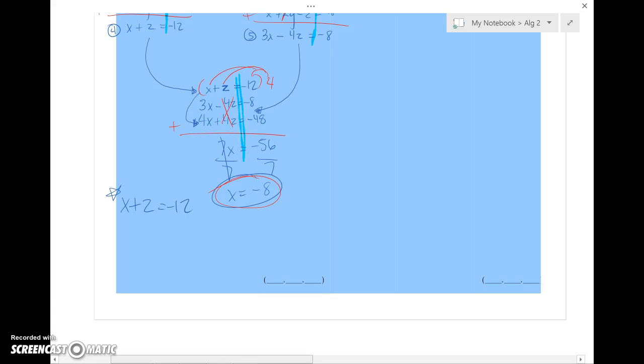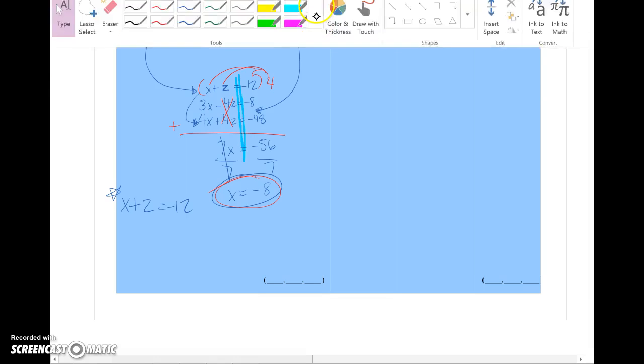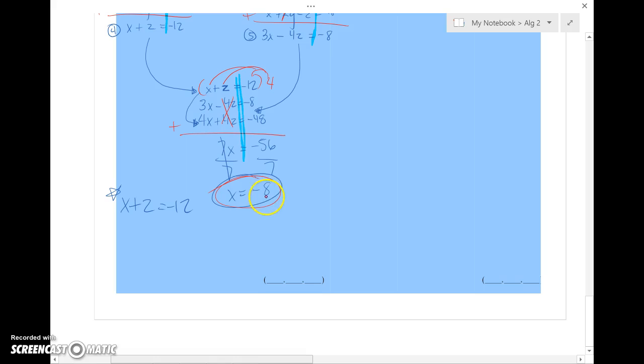So where was I? Okay, so we found x. We found what x is equal to. So now we're going to substitute that back into equation number 4 or 5. So I'm going to plug it in right there. Let's rewrite that. So that's negative 8 plus z equals negative 12. And then we're going to add 8 to both sides to get rid of the 8.